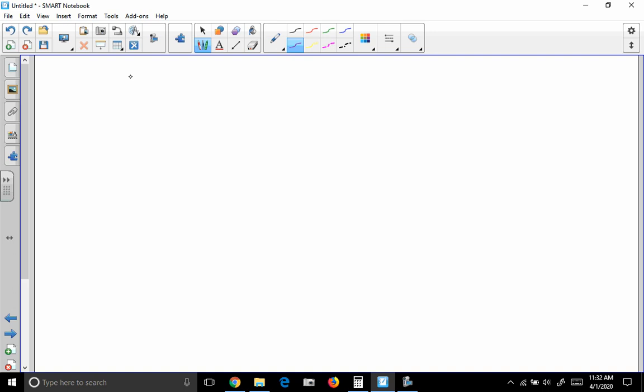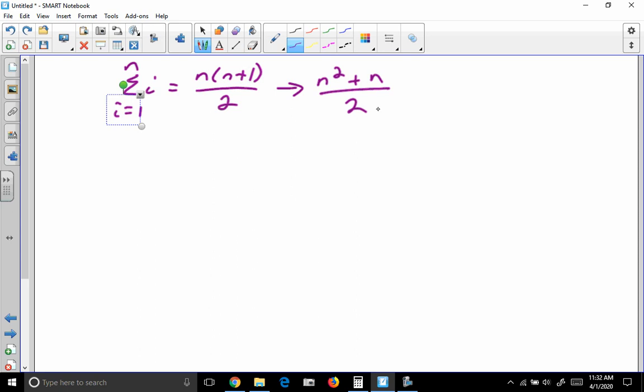So let's add a page, and remember that the sum of i from 1 to n is n times n plus 1 over 2. We're going to benefit by having that multiplied out since we don't have a specific number for n. If we have a number for n, we plug it in, but since we don't, let's just distribute that and call that n squared plus n over 2. The summation of i squared is n times n plus 1 times 2n plus 1 over 6. That's supposed to be a 2n.